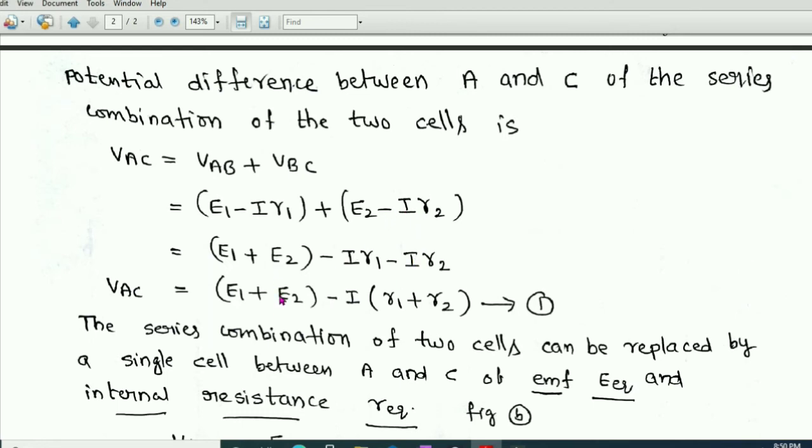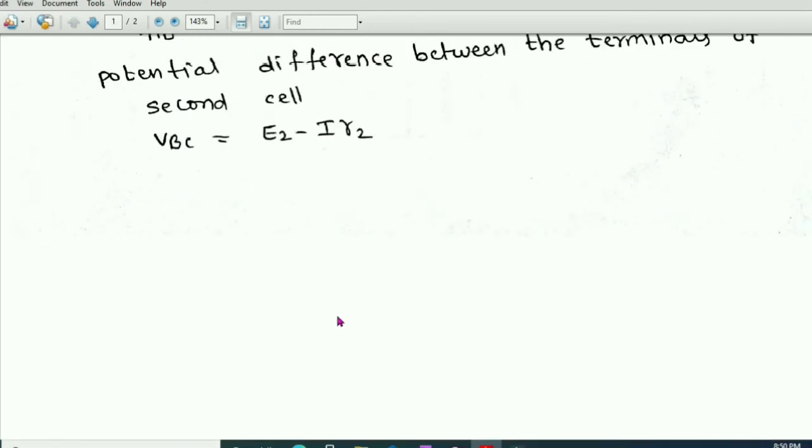Now E1 plus E2 as it is, and from these two terms we can take I common. If you take I common, from the first term we are left with R1, plus from the second term we are left with R2, R1 plus R2. Let it be equation number 1.